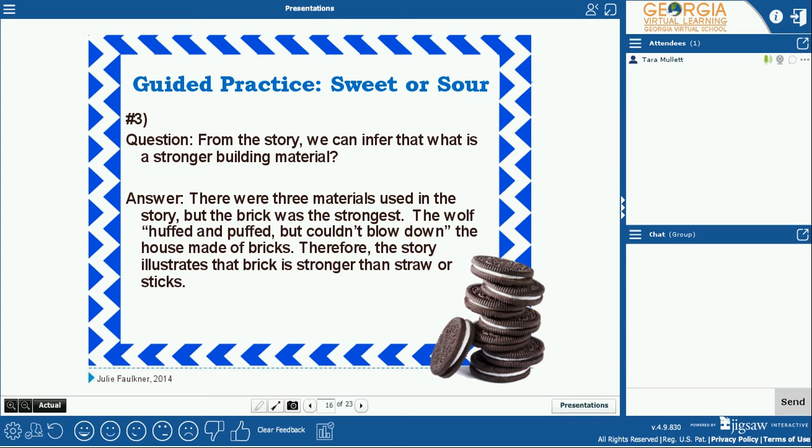So yes, your reader can probably tell that by using the quote, huffed and puffed, they couldn't blow down the house of bricks, that the strongest method is therefore building your house of bricks. But your teacher needs to know that you understand how to use that quote. You need to follow it up with that bottom cookie of that Oreo.